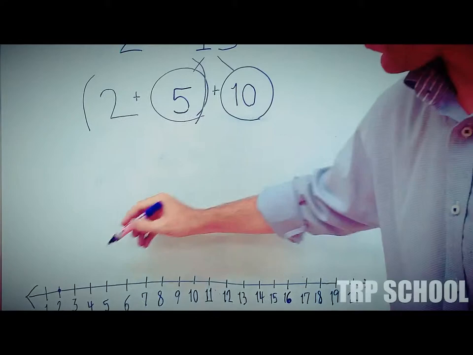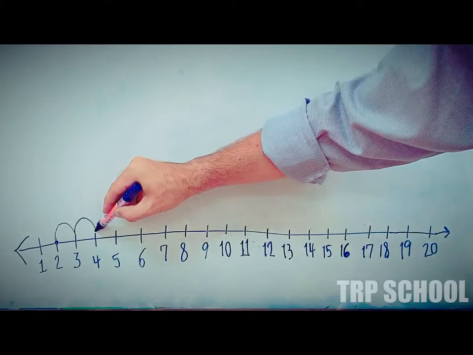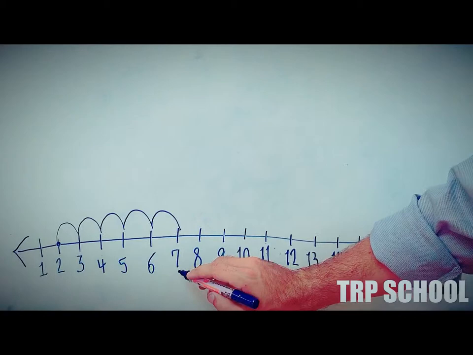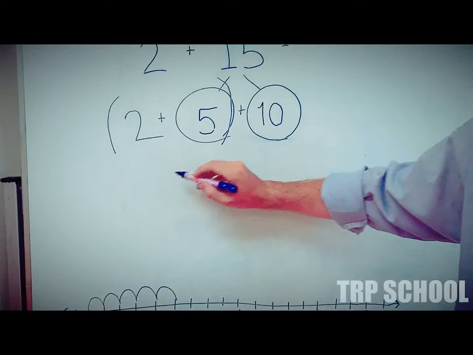Let's count with me to 5. 1, 2, 3, 4, 5. So 2 plus 1, 2, 3, 4, 5 brings me to 7. Now that we know 2 and 5 is 7, I'm going to put a 7 here, and I'm going to add it to my 10.